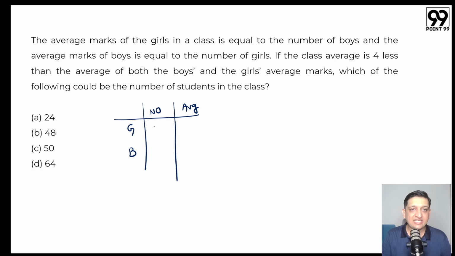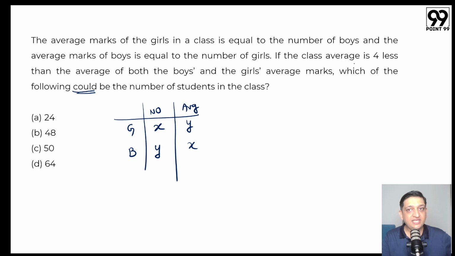So let's say for example there are X girls present. So what does it tell us about the number of boys? If there are X girls, then the average marks of boys is also going to be X. And the average marks of girls in a class is equal to the number of boys. So if the number of boys is Y, then the average also becomes Y. So this is what has been given to us. If the class average is 4 less than the average of both the boys and girls average marks, which of the following could be the number of students in the class? This is the key phrase here: could be the number of students in the class.